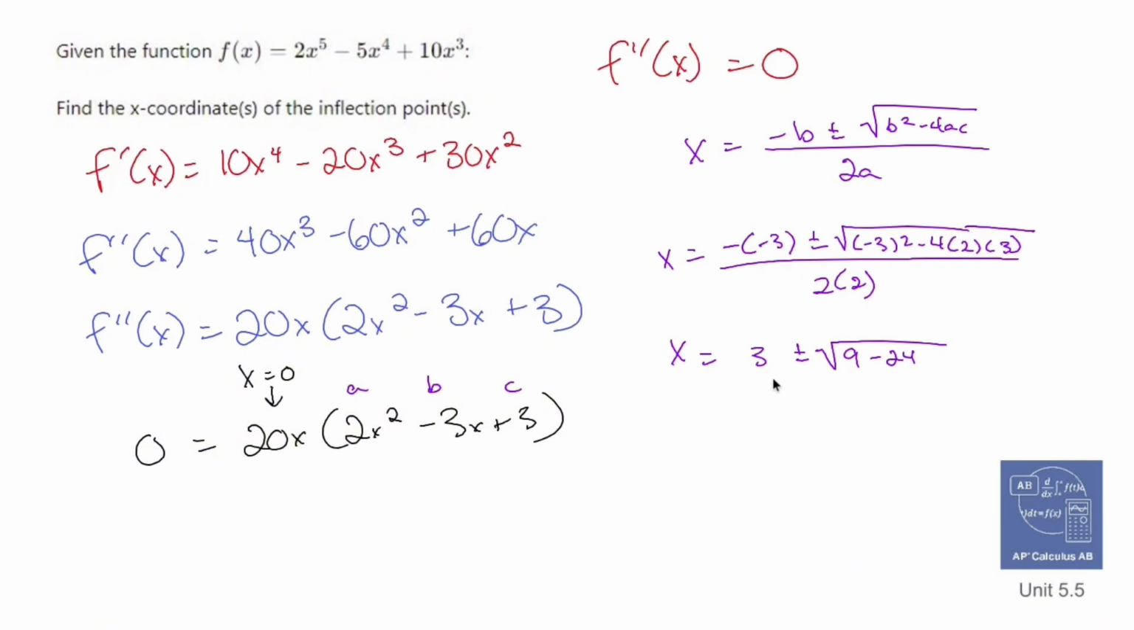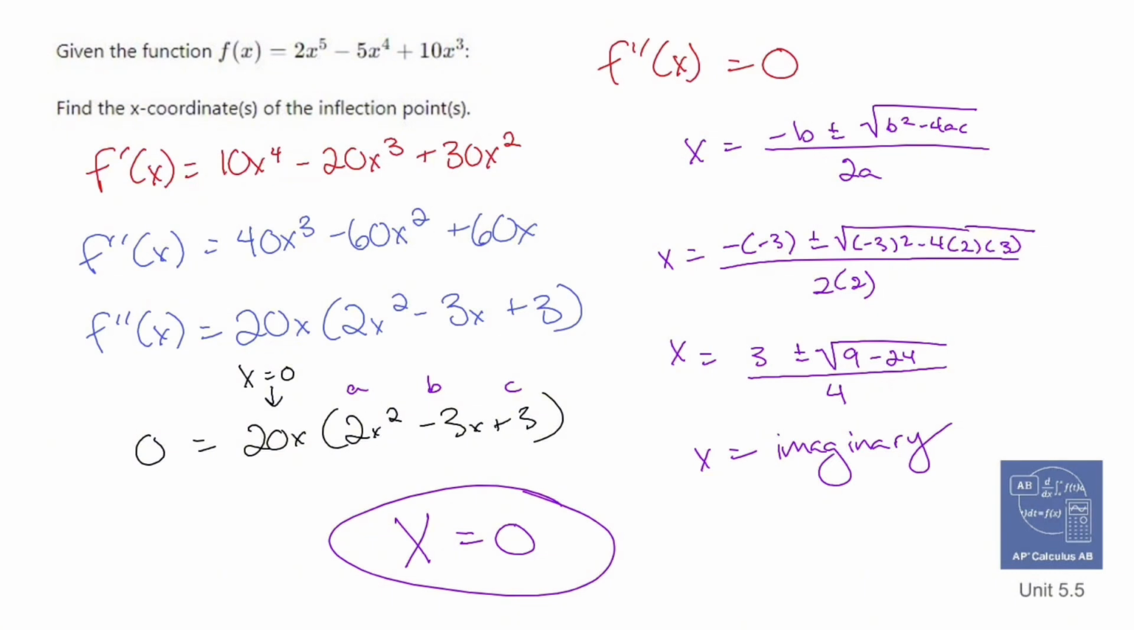Now, that is a problem, because you're going to get the square root of a negative number. These are imaginary. Oh, no. So if these are imaginary, you only have one inflection point, because these are not real numbers. So my one and only inflection point is x equals 0. After all of that, lame city. But that's how you do it.